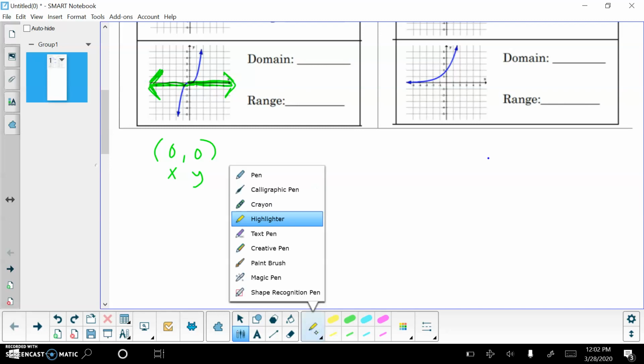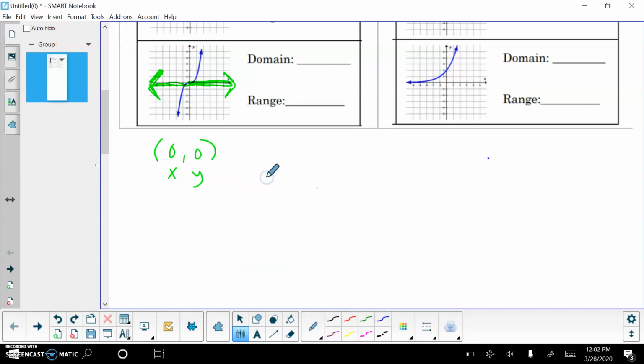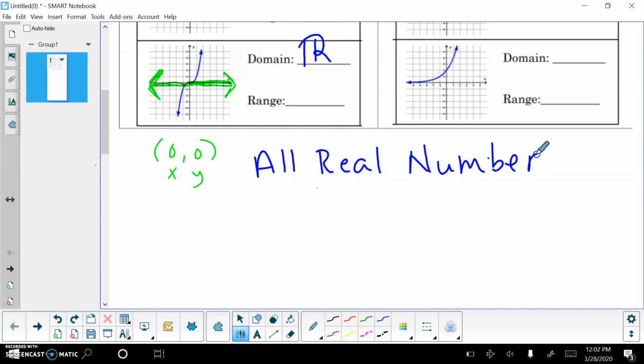So when it never stops in both directions, then we say that the domain is really, and then we're talking about the x again, all real numbers. Here's the symbol for that. I'm going to write it down here. Because it never stops going left and right.